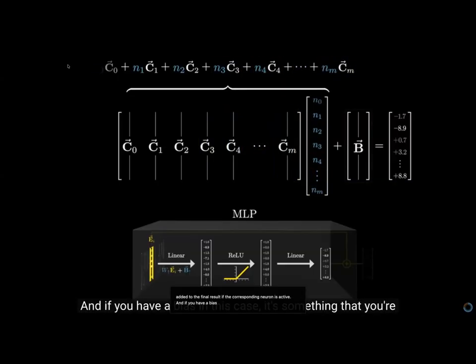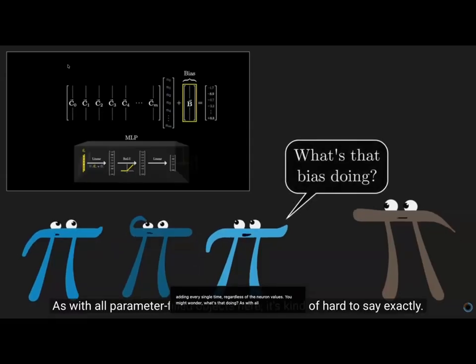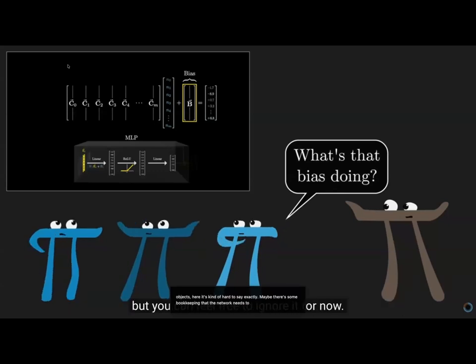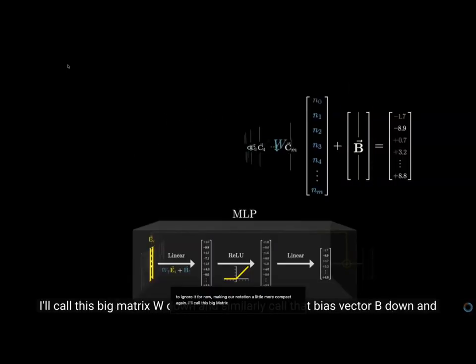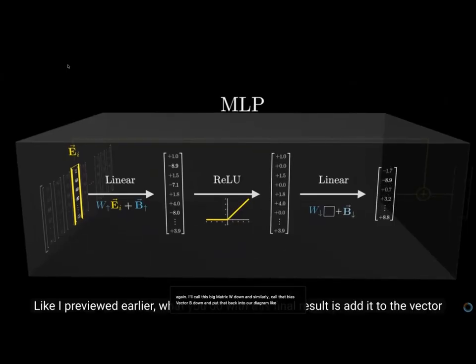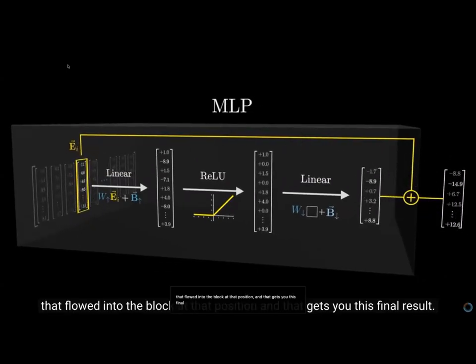And if you have a bias in this case, it's something that you're just adding every single time, regardless of the neuron values. You might wonder what's that doing? As with all parameter-filled objects here, it's kind of hard to say exactly. Maybe there's some bookkeeping that the network needs to do, but you can feel free to ignore it for now. Making our notation a little more compact again, I'll call this big matrix W down, and similarly call that bias vector B down, and put that back into our diagram. Like I previewed earlier, what you do with this final result is add it to the vector that flowed into the block at that position, and that gets you this final result.